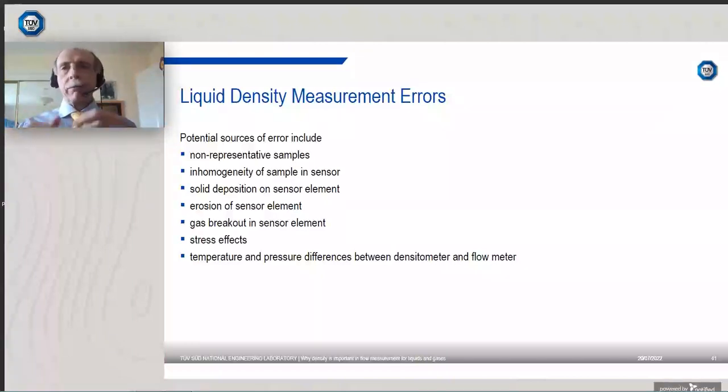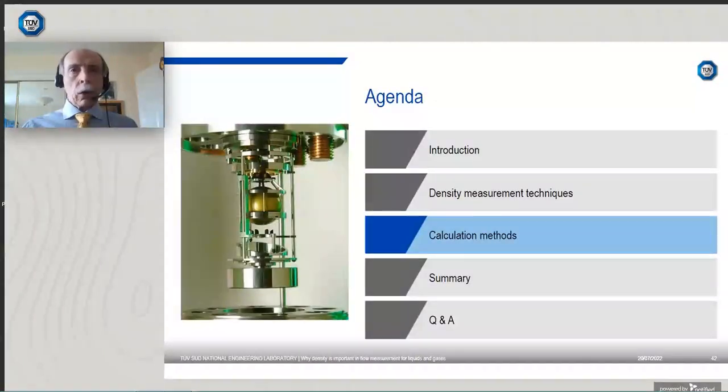Gas breakout, as I've mentioned, worst case, it just stops outputting. And obviously stress effects. These are oscillatory devices, but they are designed to be decoupled as far as possible from external stresses, but you can never totally eliminate that. And of course, depending on the design of your metering system, if the temperature and pressure at the densitometer are very different from that at the flow meter, unless you correct, then you'll introduce errors. And that last point leads me quite nicely into the next part, where I'm going to look at calculation methods and why we need them.